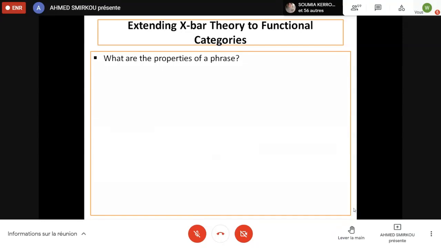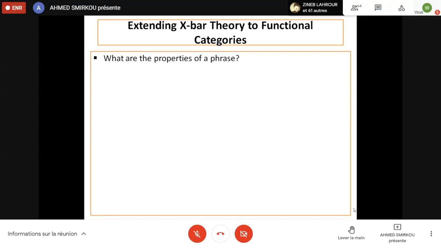Can you please remind us of these properties? For example, an XP must have X as its head, which is the lexical category. Just one lexical category. For example, an NP or VP must have only an N or a V as its head. Right. Thank you. So one of the most important properties of a phrase is that the phrase must contain one and only one lexical category.